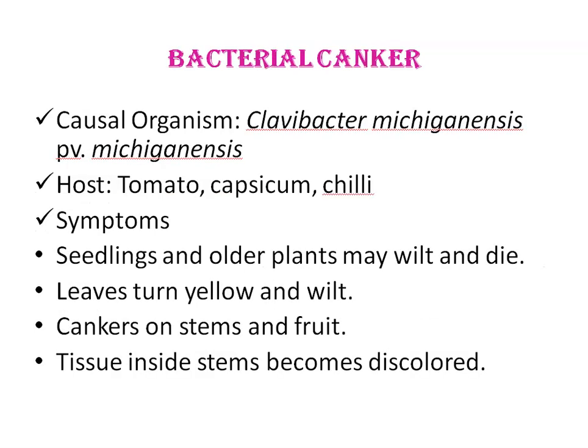Next disease is bacterial canker. Causal organism of bacterial canker is Clavibacter michiganensis, and host of bacterial canker is tomato, capsicum, chilies. Symptoms include seedlings may die and older plants may wilt and eventually die. Older plants have leaves that turn yellow and wilt only on one side. Cankers on stems and fruits and tissues inside stems become discolored.